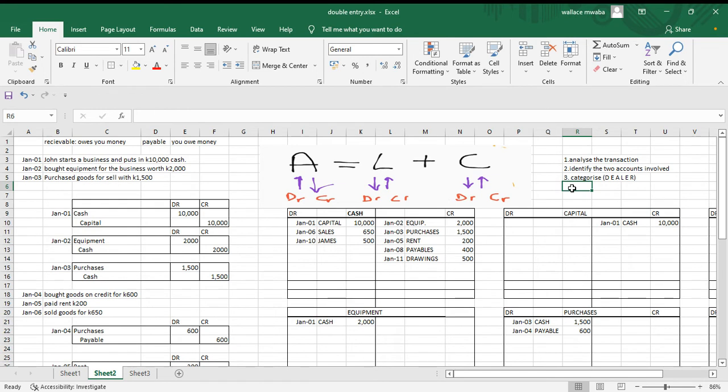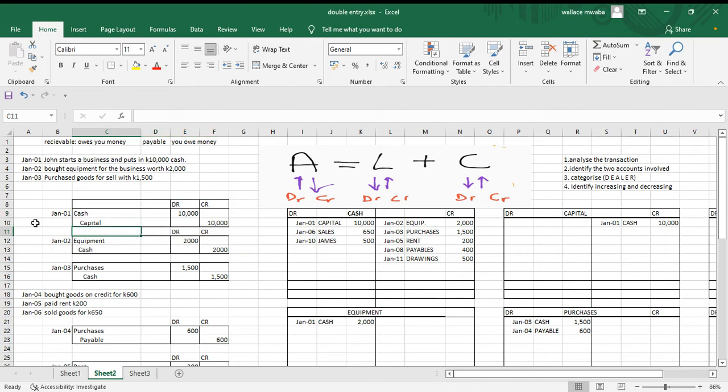Now step 4: you identify which account is increasing and which is decreasing. In this case, the cash account is increasing, and we follow this rule: an increase in assets, you debit. Capital is also increasing. An increase in capital, you credit. So that's the journal entry. You debit cash and you credit capital.